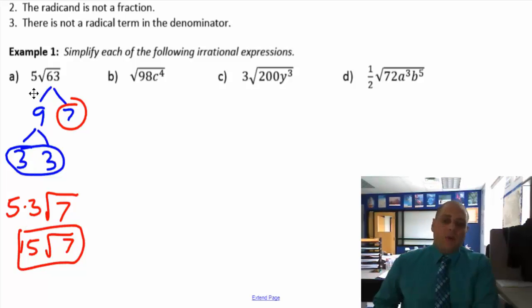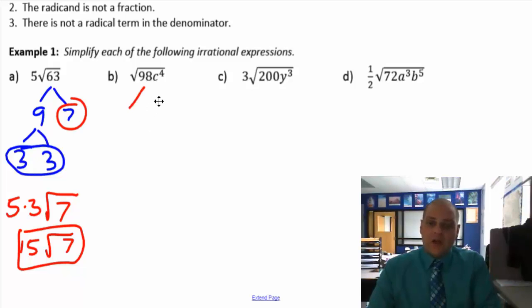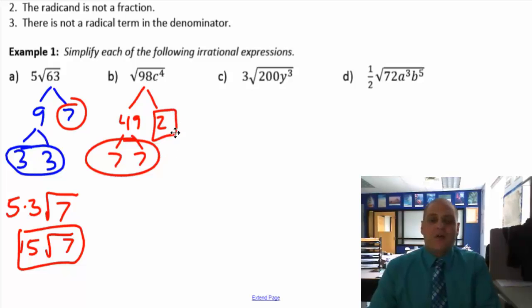The 5 came from the original 5. The 3 came from the pair, and then the 7 stays in. Okay, so for number 2, 98 we can break down, let's see, 49 times 2. And then I have 7, 7. And there's my pair of 7s this time. The 2 has to stay in because I don't have a matching 2.